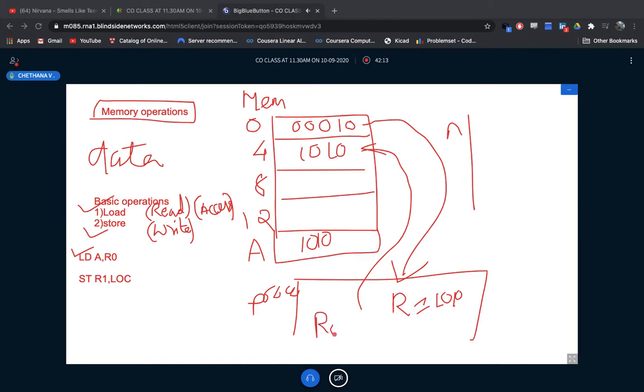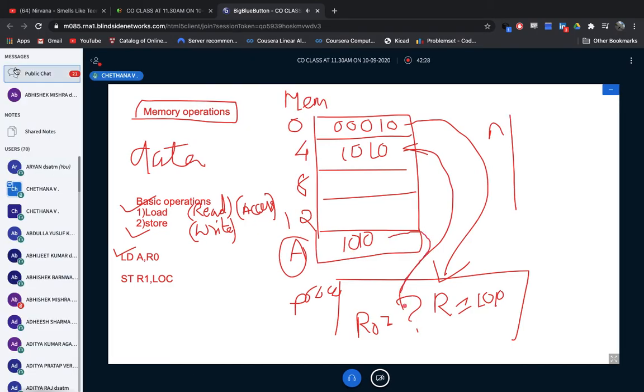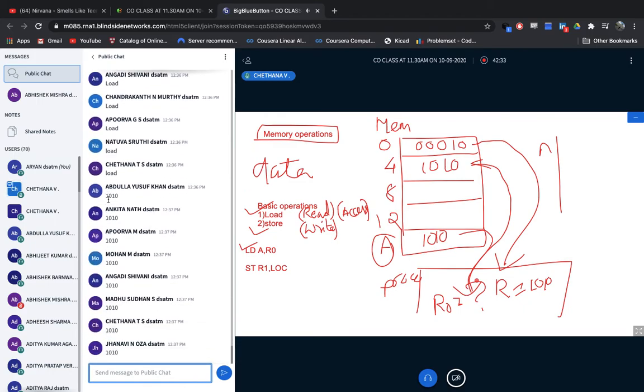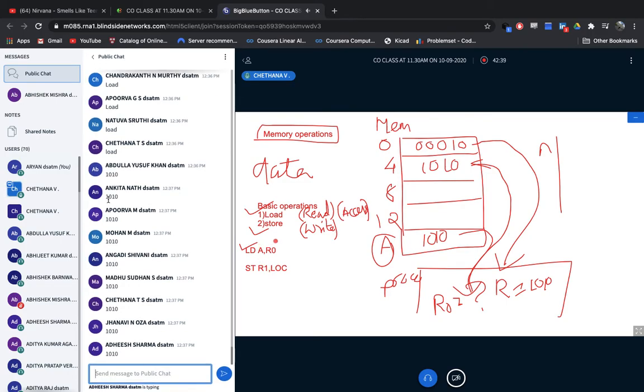So I'll be having some register now, R0. My question to you: what is my R0 data now? Yeah, very good. That means load the data. Go to this memory location. A is the memory location, so I will be having a data 1010. Access the data and just keep it here. Loading means access the data, and I'll just keep it in the destination. Source is A, destination is R0. So R0 is 1010. I hope you have understood.